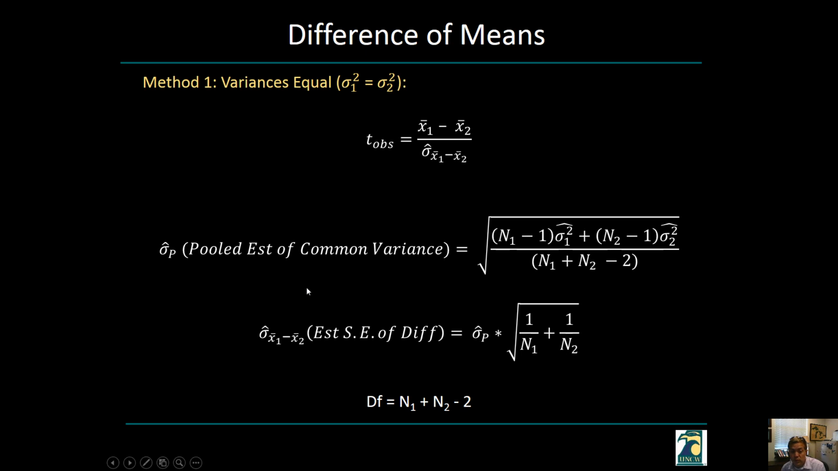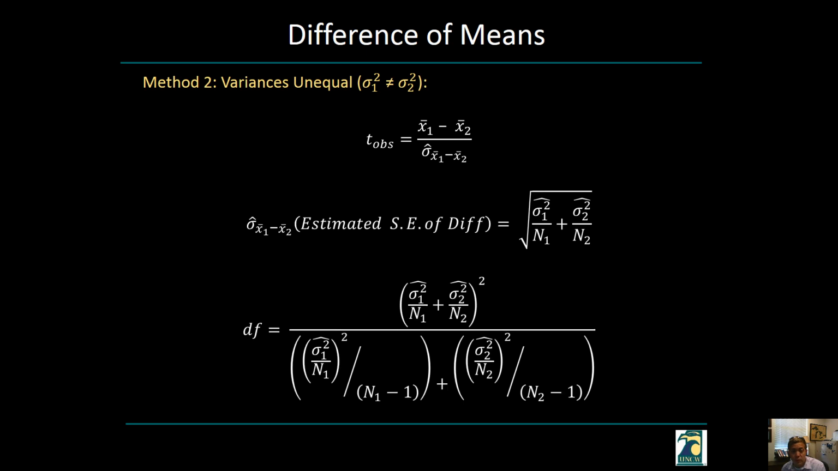Again, it looks pretty complicated, but if you just break it down and plug in the numbers, it's relatively straightforward. Here's another method if you have variances that are unequal. Again, you don't need to memorize this stuff. This is just showing you that there is a formula to do this, and if you really sat down, you could plug and chug and work your way through this model.